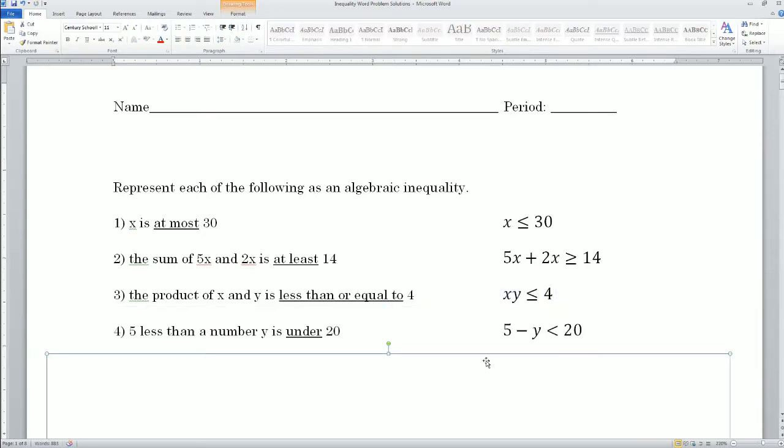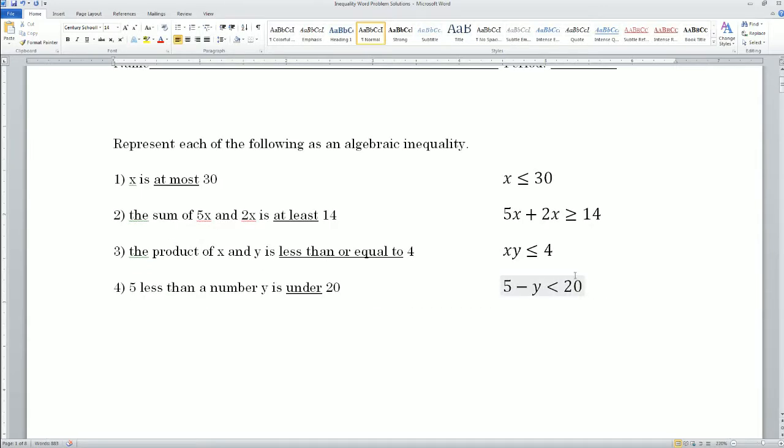A 5 less than the number y is under 20. So 5 less than the number, it should be flipped, right? Because here's that number, less than 5 means subtract 5, is under 20, so it has to be less than 20.